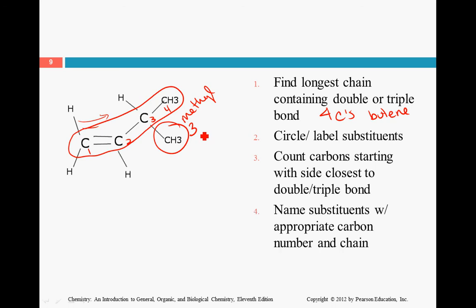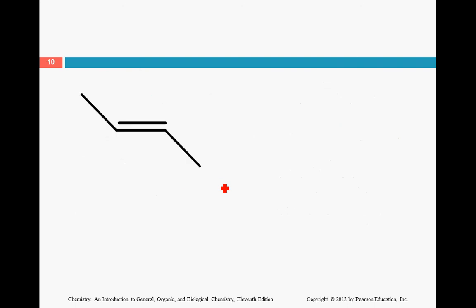So name the substituents with appropriate carbon number and chain. And that comes out to be 3-methyl. We have to state which carbon the double bond is on. So 1-butene, because there's 4 carbons total, and that's where the double bond is. There's a double bond, it's on the first one.